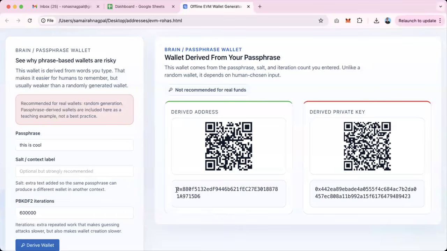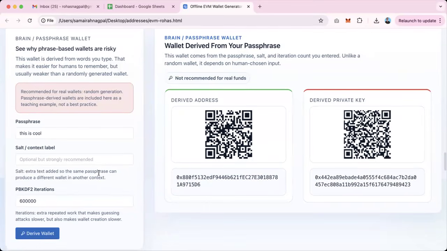Now it has derived an address and derived a private key. Now, if some of you have got this tool open on your laptop, I want you to go to this brain wallet part and I want you to type in this is cool and tell me whether the exact same address opens up or not. So I'll give you guys a few seconds to try that out. Till then, I'll answer this question.